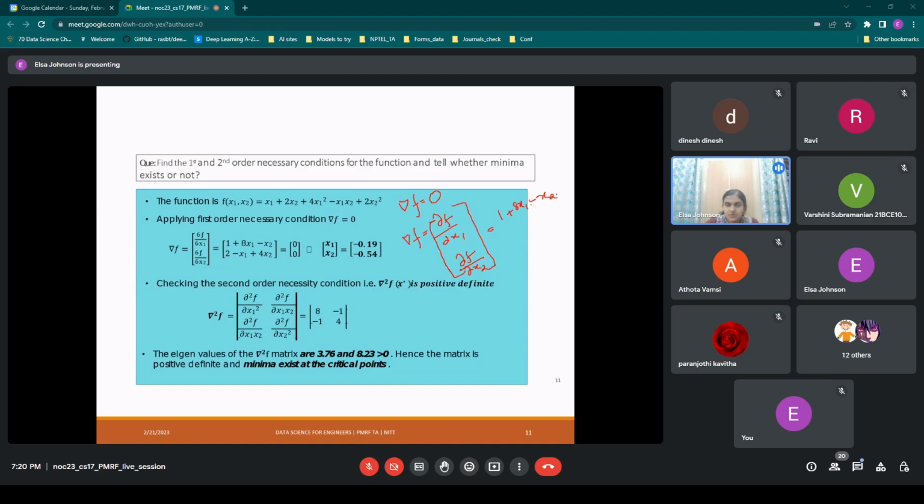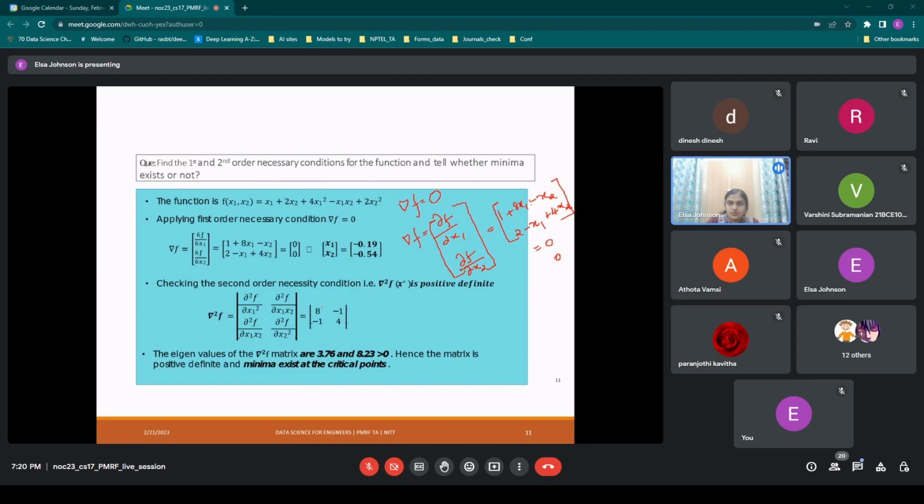Just solve it yourselves and see if what I'm writing is fine. Okay, next one is 2 minus x1 plus 4x2, so this is equal to 0.